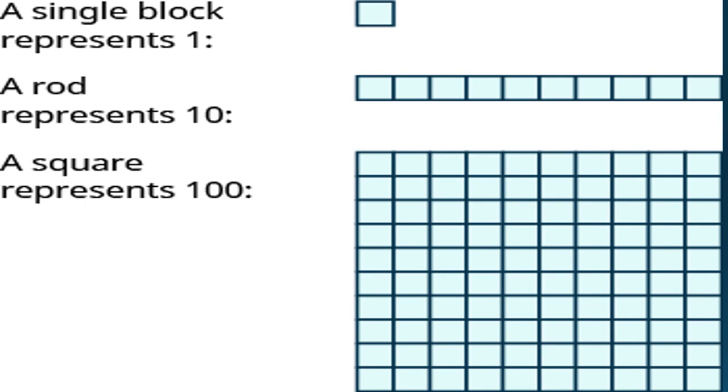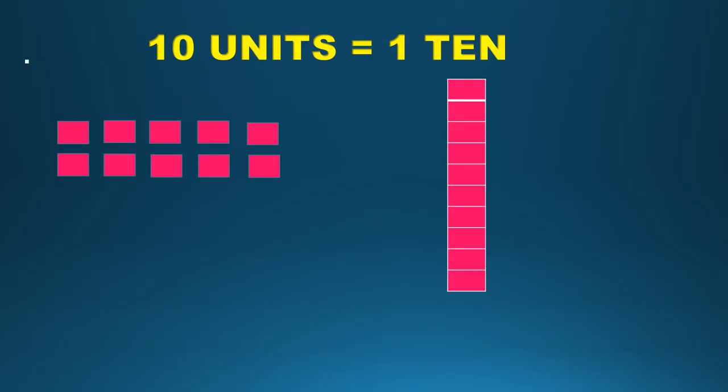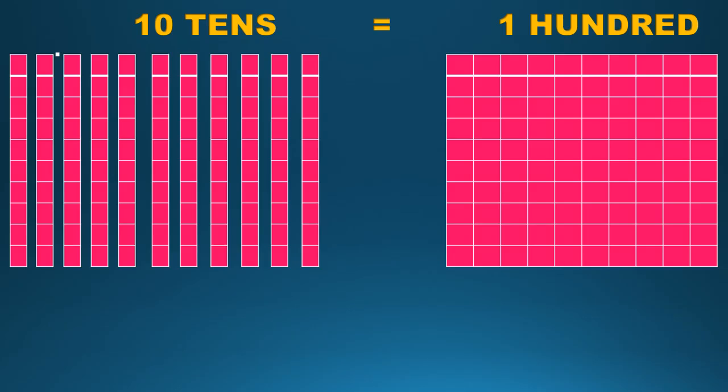So you know that a single block represents 1, a rod represents 10, and a square represents 100. So what does this mean? Let's understand this better. So here we have 10 units, which is the same as 1 ten. So what will 10 tens be? Correct. It is 100.